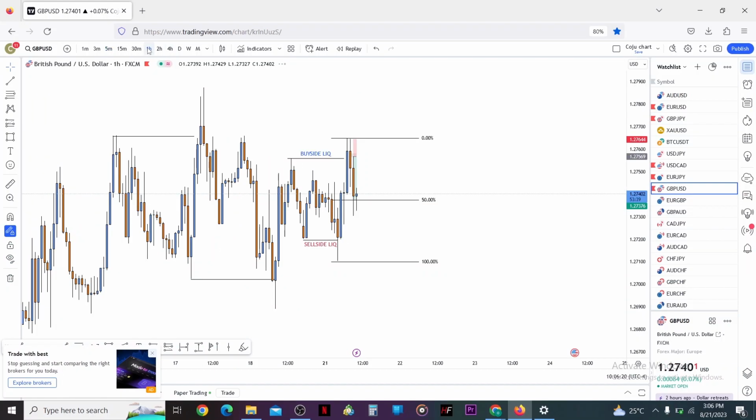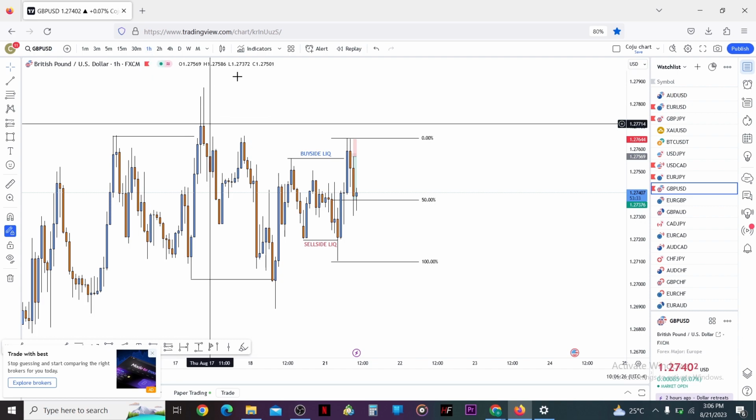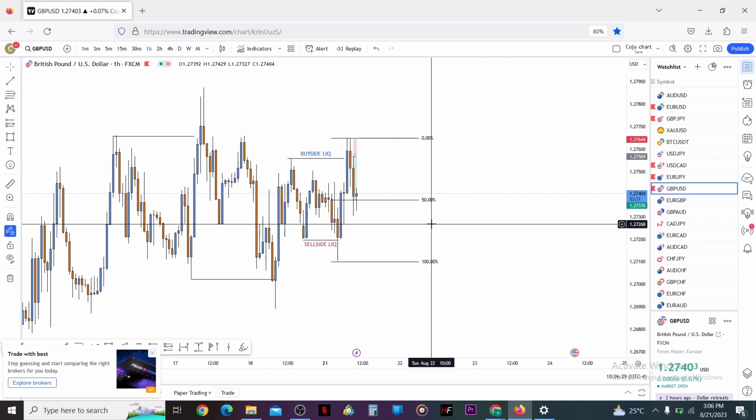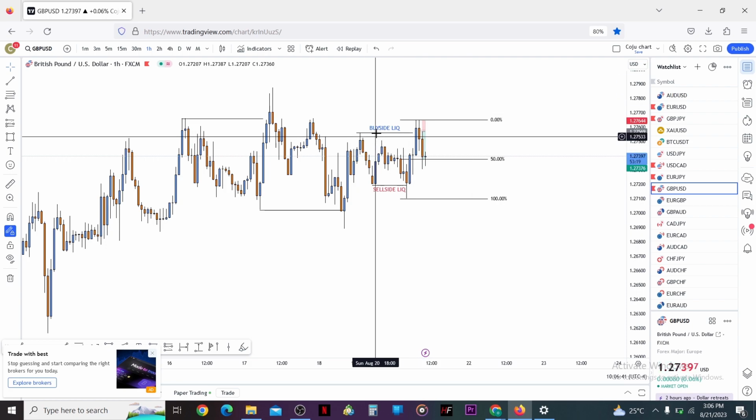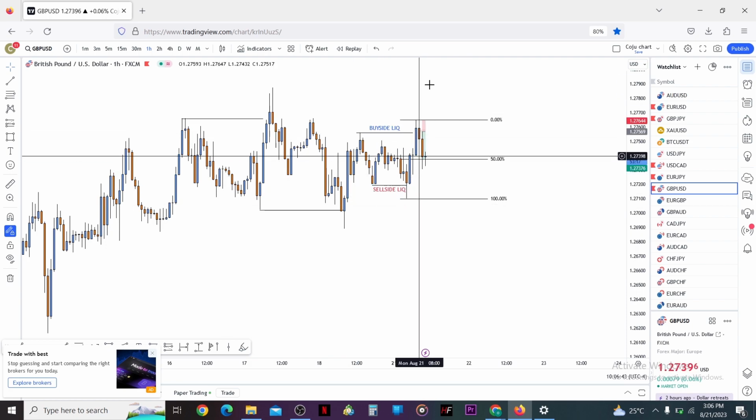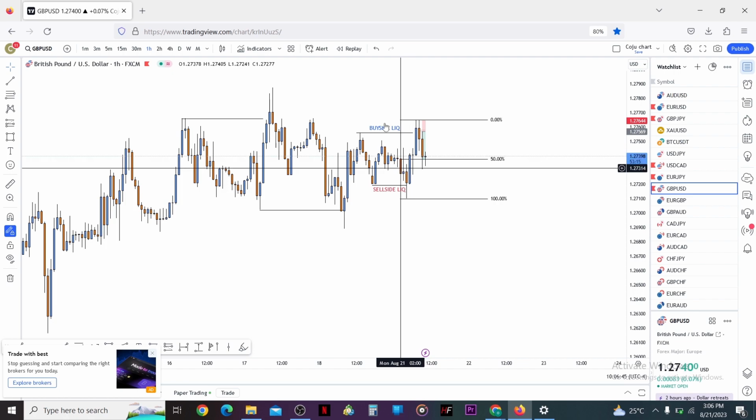So I will be doing a quick breakdown on GBPUSD. This was taken during the New York session today, which is the 21st of August 2023. So right here, you can see buy side was taken out and sell side was taken out. We created our dealing range.